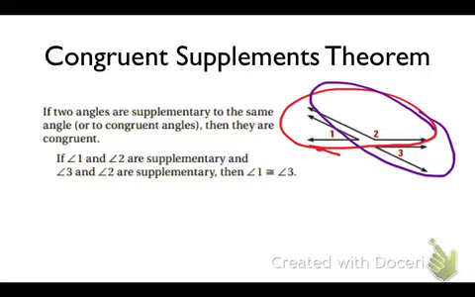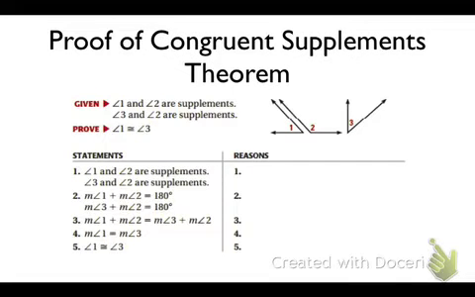I think the theorems become a little bit clearer when we actually prove them. Alright, so this one says angle 1 and 2 are supplements. Angle 3 and 2 are supplements. Prove that angle 1 is congruent to angle 3. So the first statement in our proof is always the given information, and our reason is always going to be that that was given. Okay? Second one says that the measure of angle 1 plus the measure of angle 2 equals 180 degrees, and the measure of angle 3 and the measure of angle 2 equals 180 degrees.